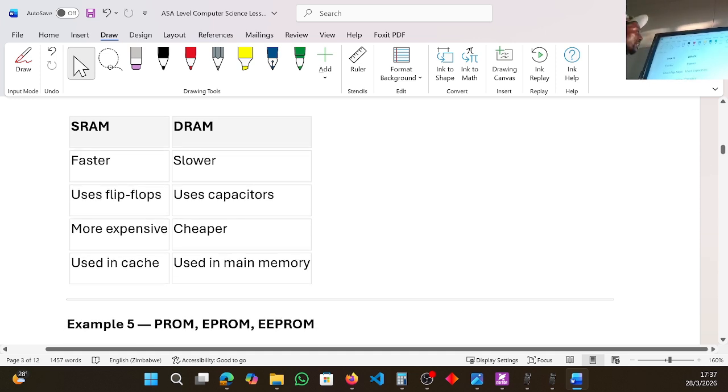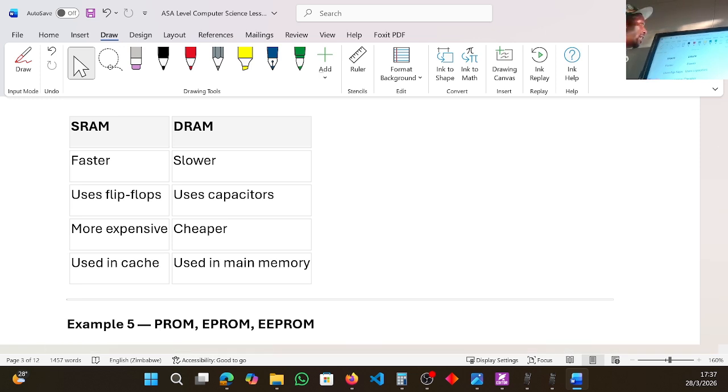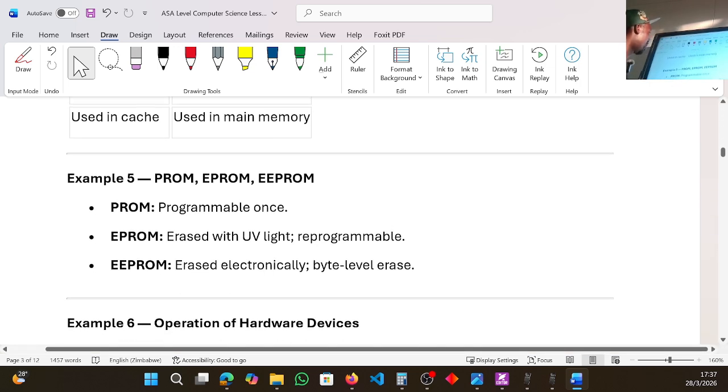SRAM is faster, DRAM slower. Part of the reason why SRAM is faster is that it uses flip-flops. With DRAM, we have capacitors there to store charge. Then SRAM, because it's faster, generally comes with an expense. DRAM is cheaper. Static RAM we use in cache, whilst DRAM is used in the main memory.